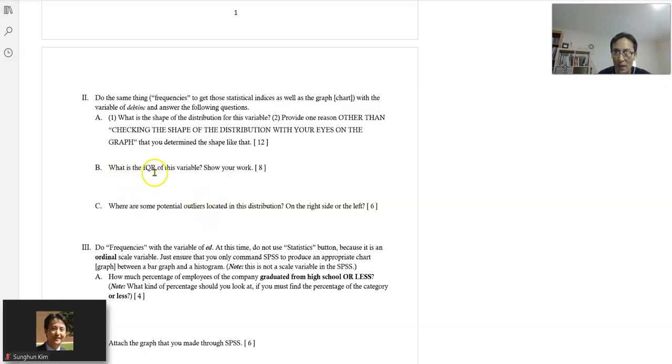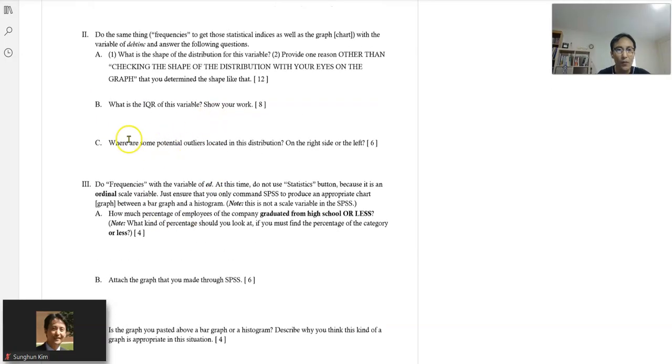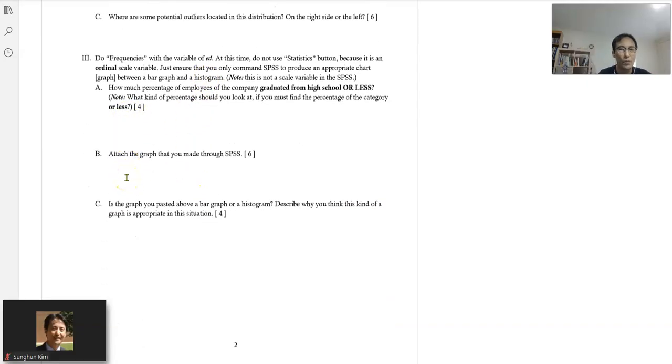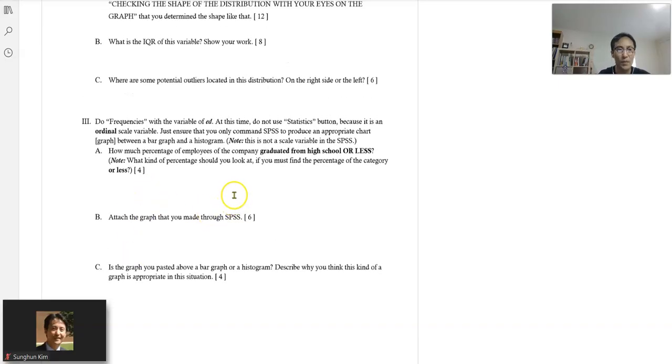Here you have to get the IQR again and then check the shape of the distribution, not only looking at the graph, but also what is being asked here in the smaller question A. And then, where are some potential outliers? Is it a skewed distribution? And where can you possibly find an outlier? That is a question, okay? So again, think about the previous concept we discussed in module number 3.